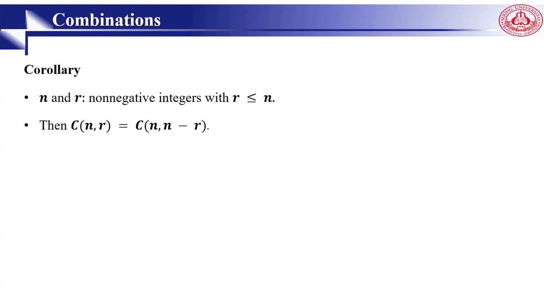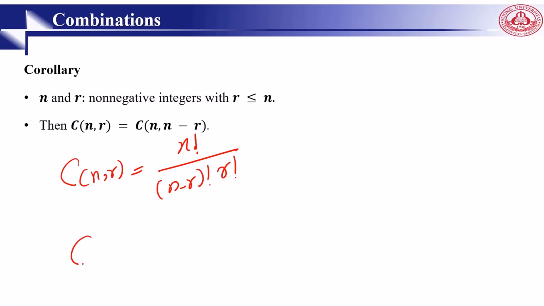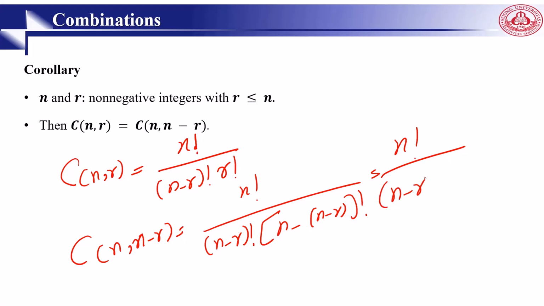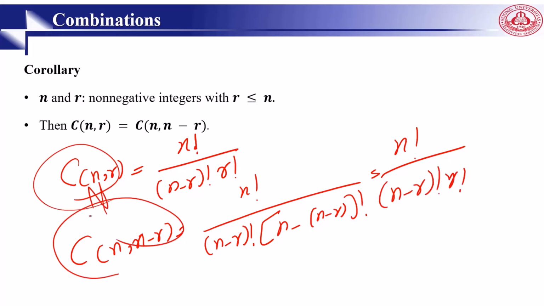Based on the theorem that we already have, C of n and r equals n factorial divided by n minus r factorial times r factorial. Then C of n and n minus r equals n factorial divided by n minus r factorial times n minus (n minus r) factorial. If you simplify it, we have n factorial divided by n minus r factorial times r factorial. And we can say that these two are equal.